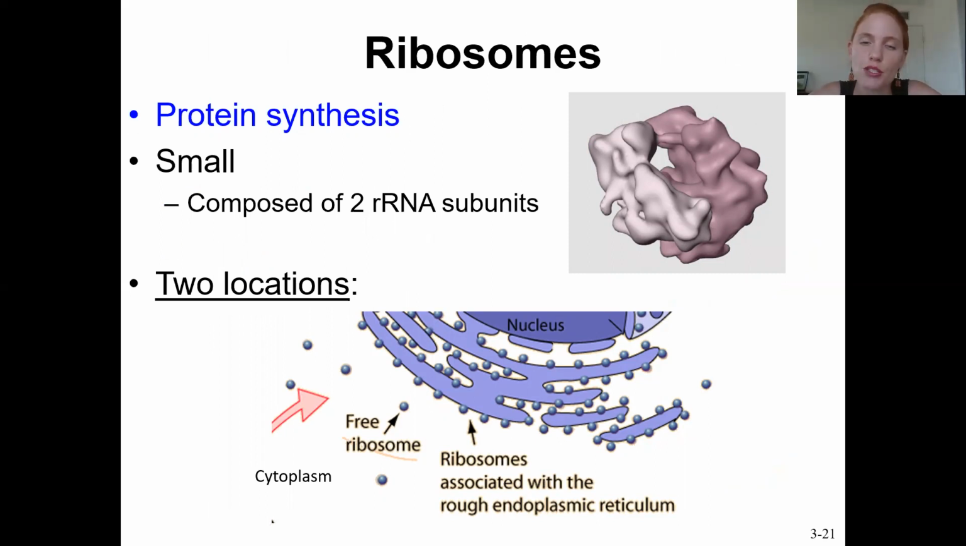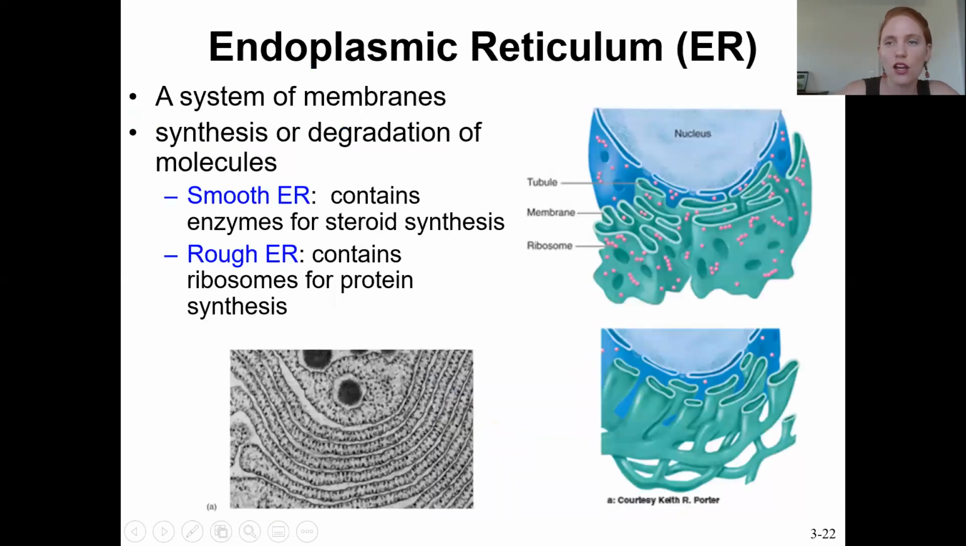Those ribosomes are found in two places. The first is floating freely in the cytosol, just hanging out in the liquid. The second place they're found is attached to the outside of the rough endoplasmic reticulum, the rough ER. And if the function of the ribosomes is to make proteins, what's the function of the rough ER? You know it already. Make proteins, same thing.